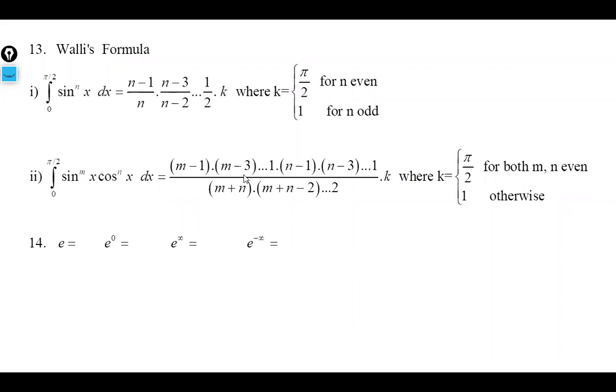Sir, is this formula applicable for cos and sine only if the limit is from 0 to pi by 2? Correct, exactly. Whenever the range is 0 to pi by 2, only then it is applicable, not for any other range.